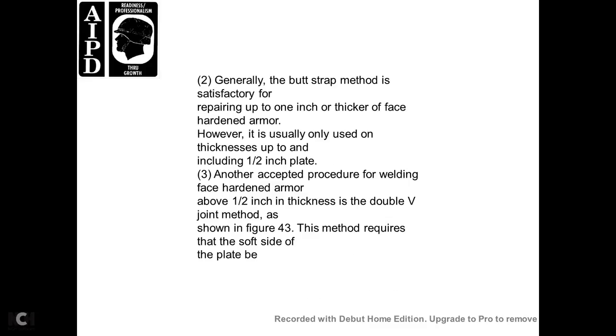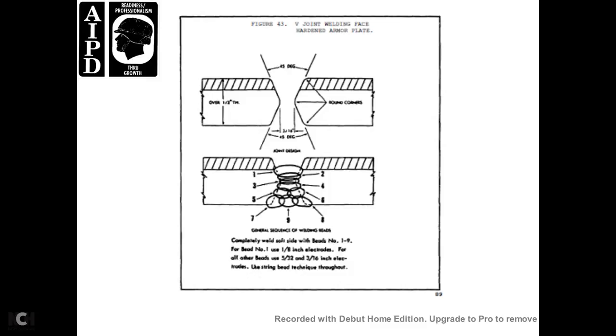Generally, the butt strap method is satisfactory for repairing face hardened armor up to 1 inch thick. However, they usually only use it for thicknesses up to and including 1/2 inch. For welding face armor above 1/2 inch thickness, the double V joint method is shown in figure 43. The method requires the soft edge of the plate to be V joint welded with a hardened armor plate.